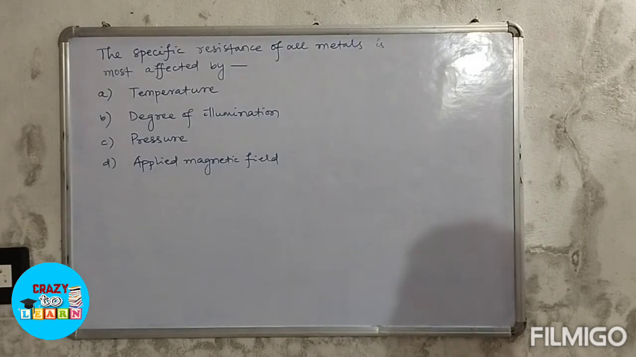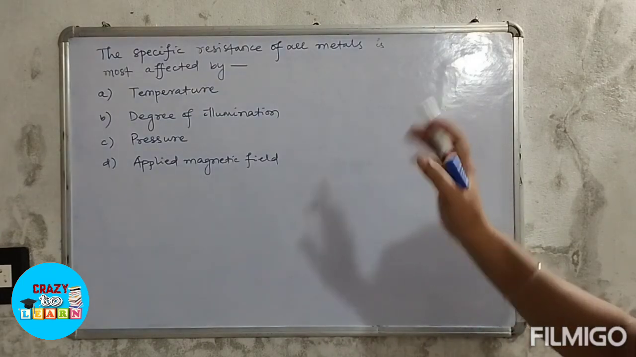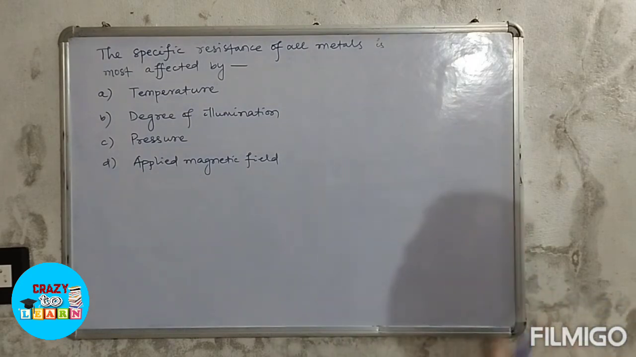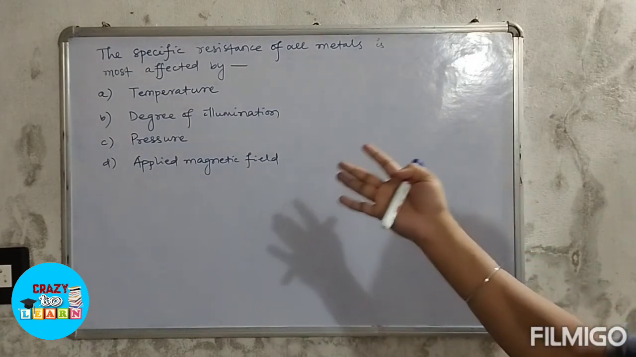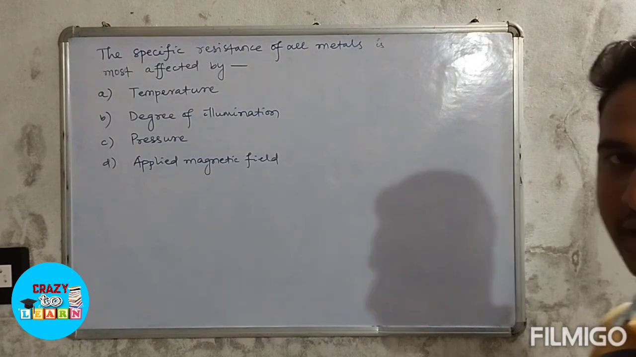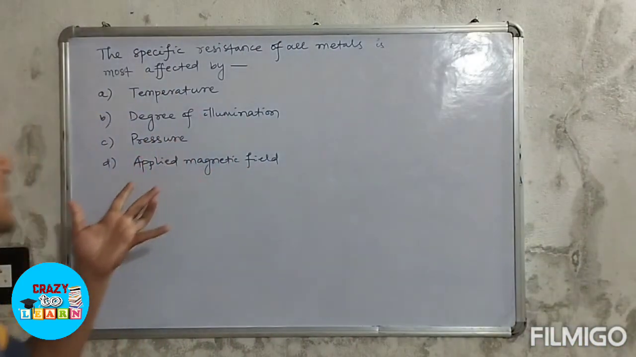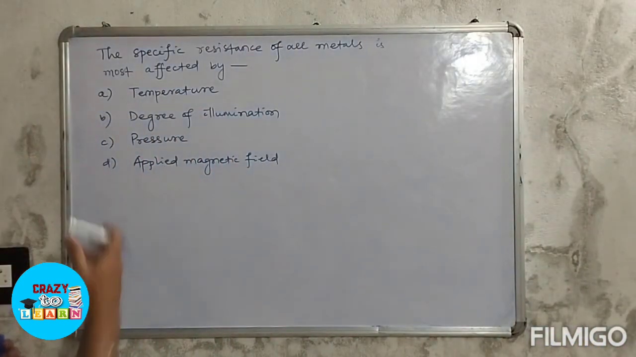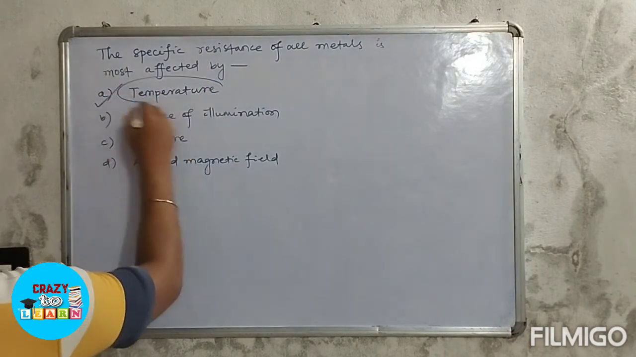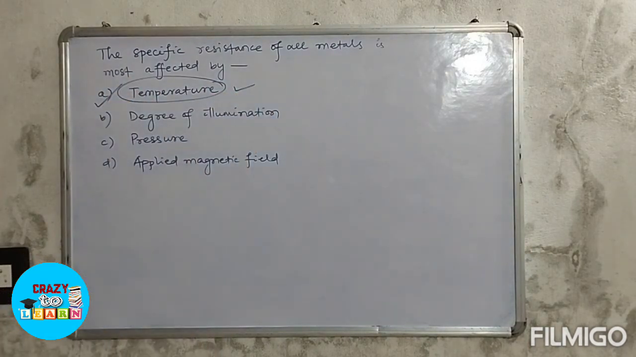Our next question is, the specific resistance of all metals is most affected by temperature, degree of illumination, pressure or applied magnetic field. And we directly know, the specific resistance of a metal depends upon the temperature. So the answer is option A.